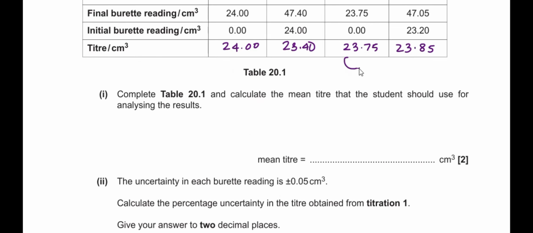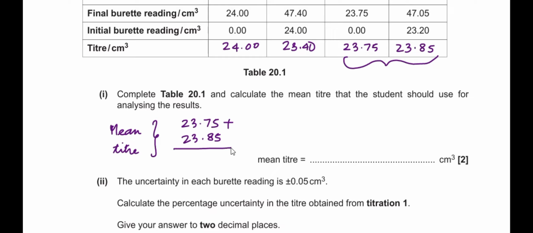We will take these two into consideration because they are the concordant results. Therefore, mean will be 23.75 add 23.85, 47.60 divided by 2, that gives us 23.80. That's a quick 2-mark question for us.